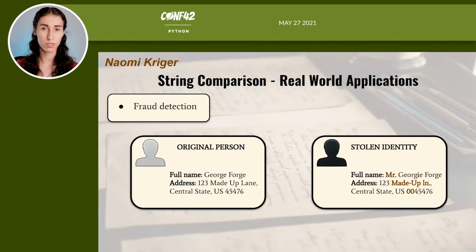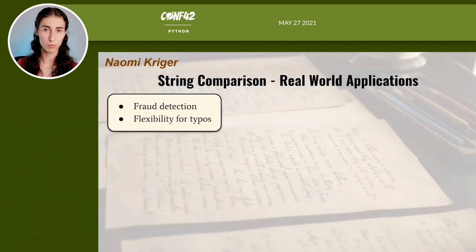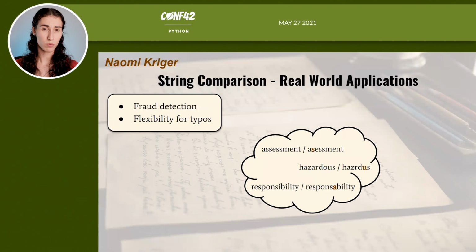Another usage that I want to discuss is flexibility for typos. So let's say that we are developing a guessing game. And in our game, the user needs to guess a word or a sentence, which is practically a string, by typing in free text. So for long-life strings, we would like to have some flexibility because let's say that the user misspelled a character, maybe added one, removed one, or replaced one character with another one.